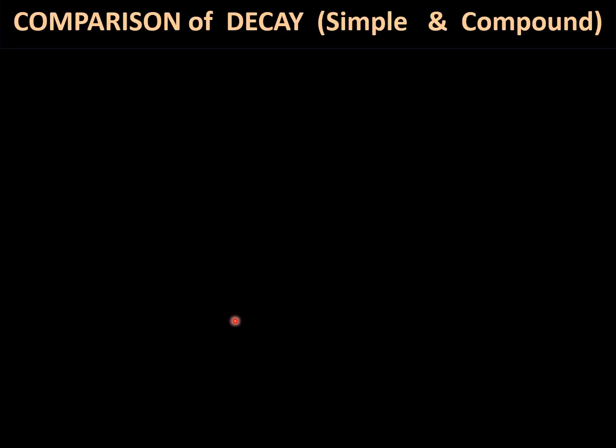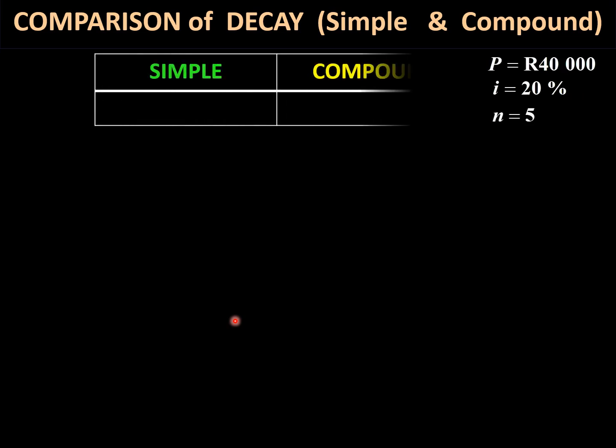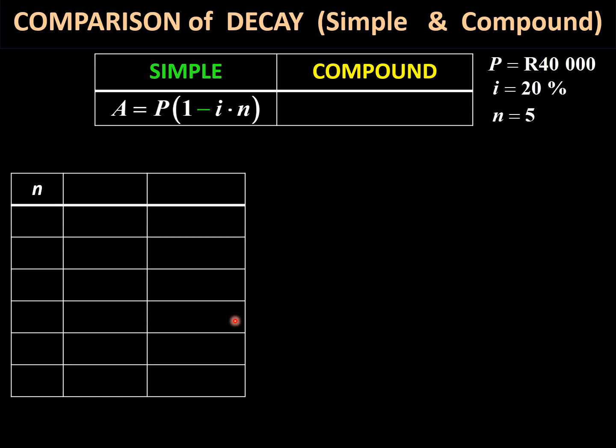Next, we previously looked at growth. We're also going to look at decay. We're going to have a comparison between simple and compound decay. So let's say we have 40,000 Rand, and the depreciation or the decay is at 20% per annum, and we're going to look at it over 5 years. For simple, the formula is 1 minus i times n, and for compound, we're going to look at that afterwards.